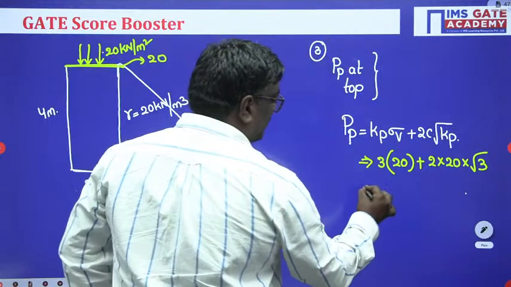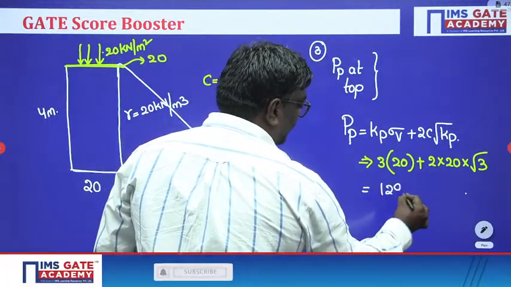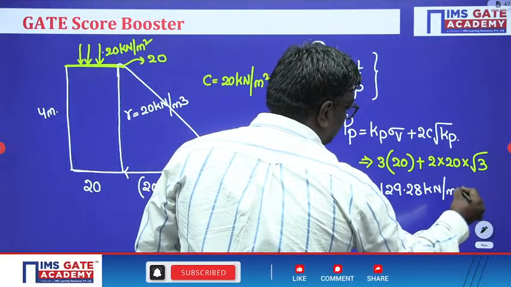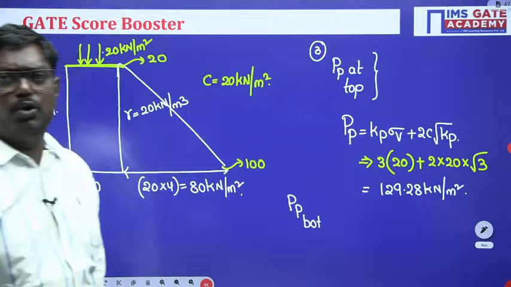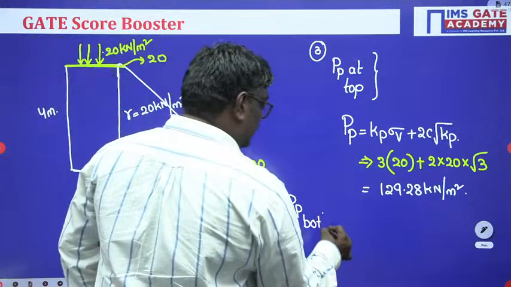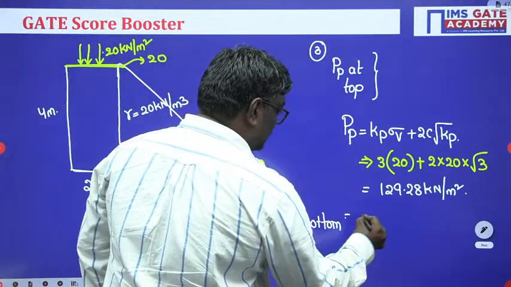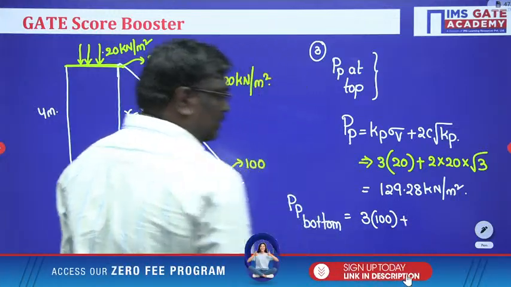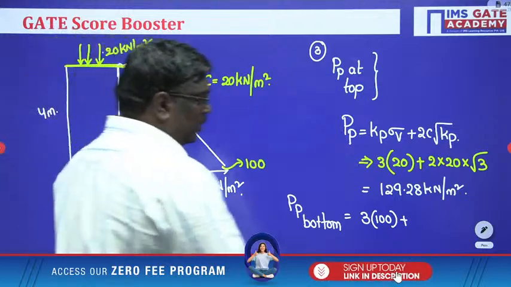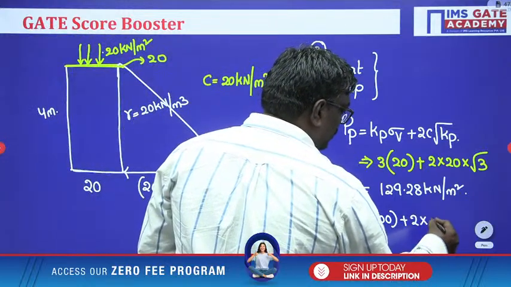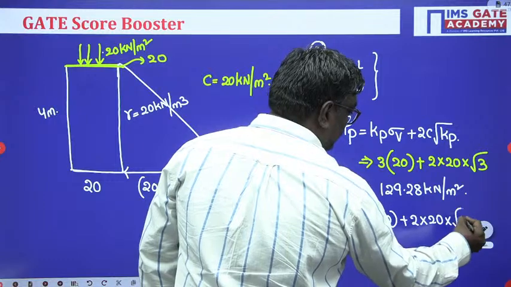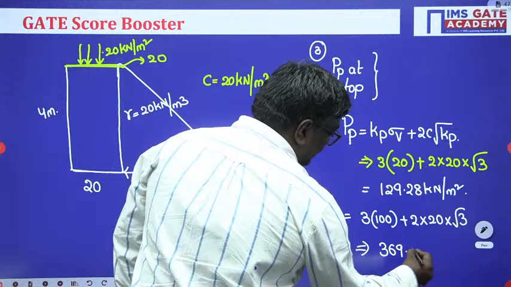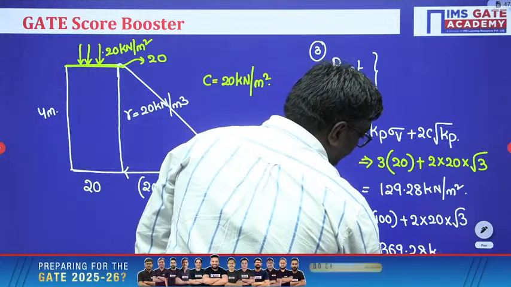Okay, you will get a value of 129.28, I think, kilonewton per meter square, because this is 60. Okay, passive pressure at bottom, now they are asking. What is the passive pressure at bottom? It is 3 into 100 plus 2C root Kp, 2 into 20 into root 3. This one will be equal to 369.28 kilonewton per meter square.